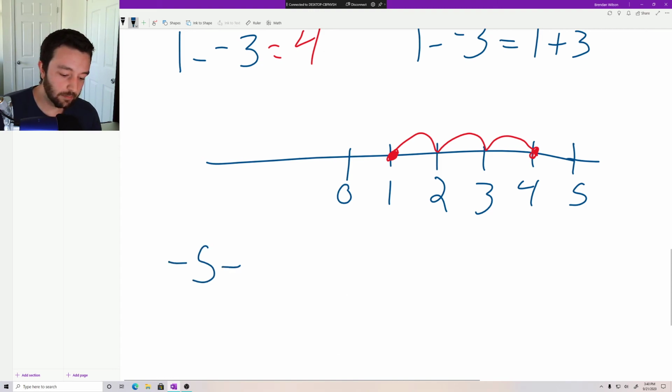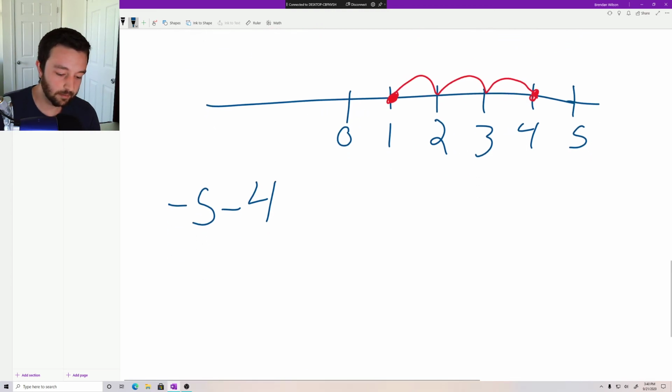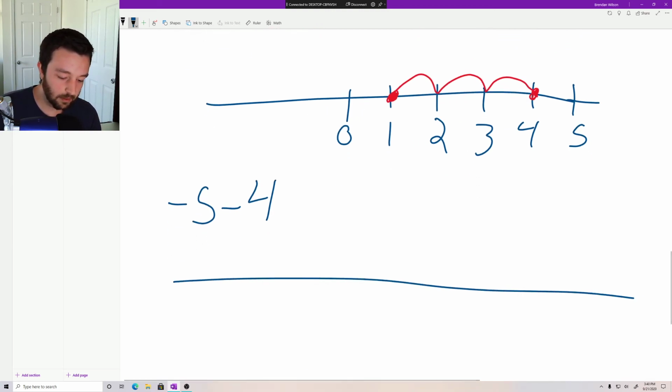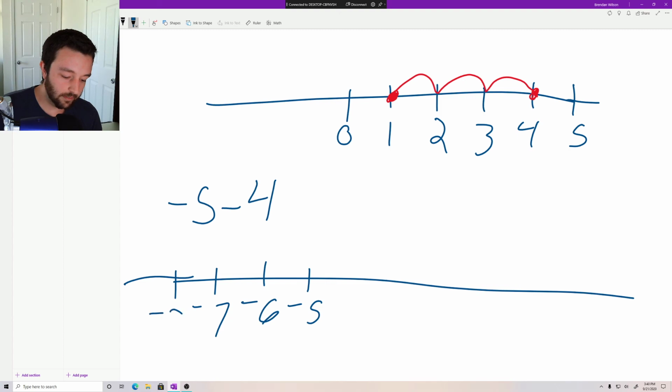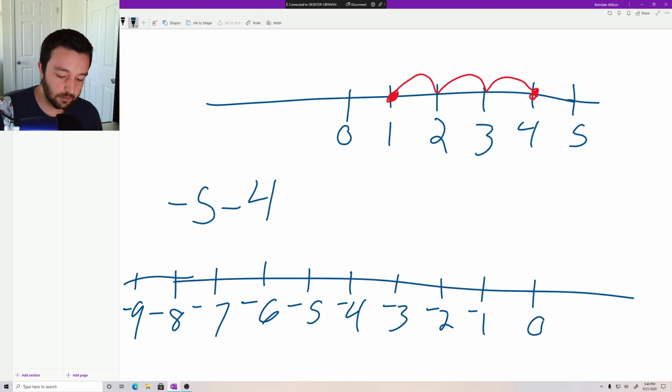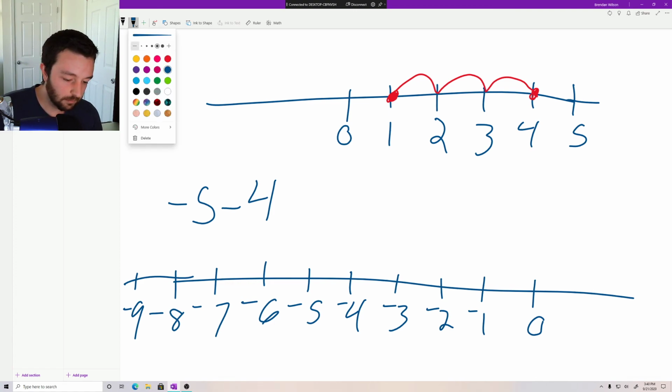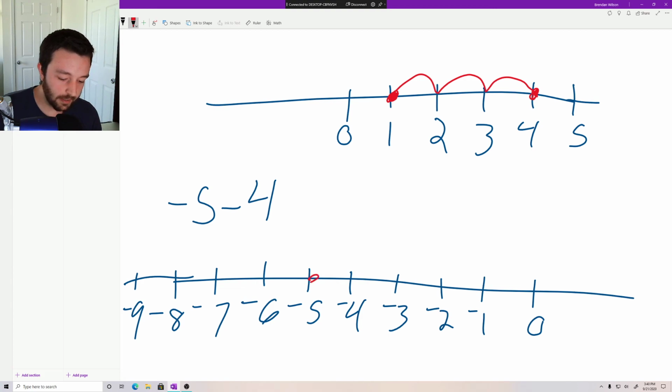What if we have a negative 5 minus 4? Okay. So here's negative 5, negative 6, negative 7, negative 8, negative 9, negative 4, negative 3, negative 2, negative 1, 0. So we're starting at negative 5. And then the minus says go in the left direction, go towards the negative numbers. And then we're going 4 spaces. 1, 2, 3, 4. Okay. So we're going to end up at negative 9.